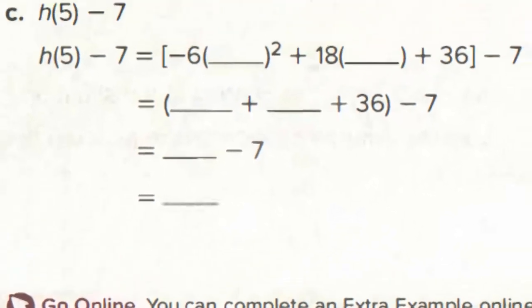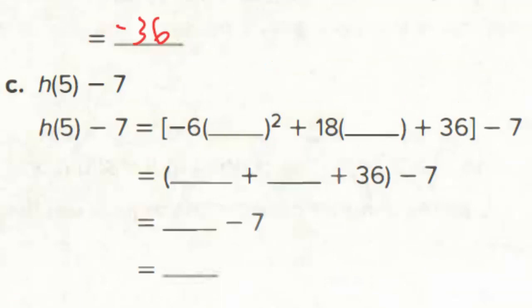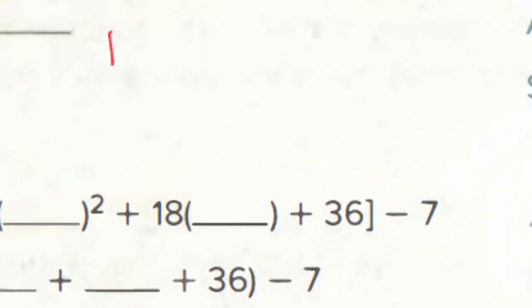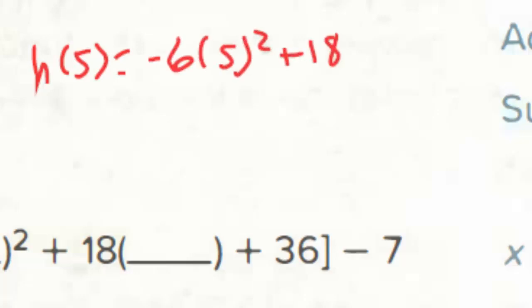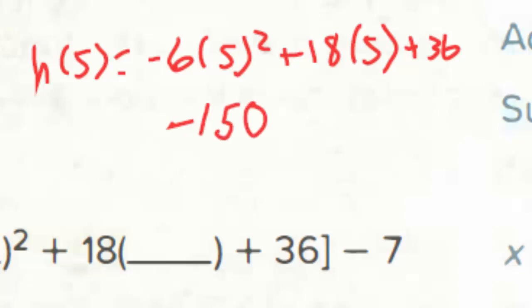Part C, we're going to calculate h of 5 and then subtract 7 from it. So I'm going to do h of 5 off to the side here. So h of 5 is going to equal negative 6 times 5 squared plus 18 times 5 plus the 36 at the end. So don't forget to do the square part first. So 5 squared is 25. And 25 times negative 6 is negative 150. Plus 18 times 5, which gives us 90, plus 36.